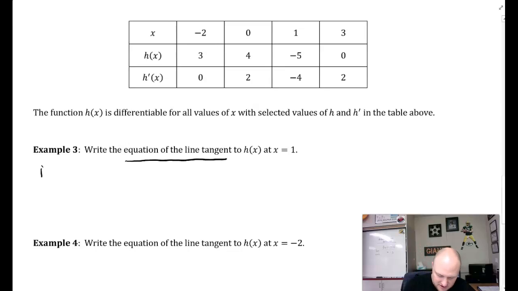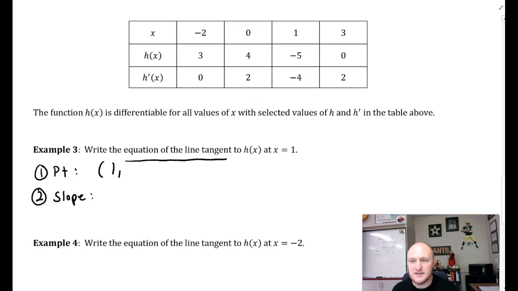Okay, well I need 2 things in order to write a line. I need a point and I need a slope. So my point, well, again, they give us an x value, 1. Now I need my y value. Well, what is h of 1? I'm just going to go to my table, okay? Here's 1. And then what is h of 1? Negative 5.